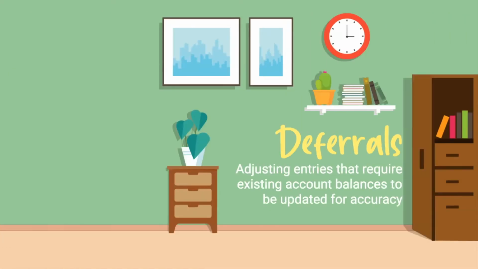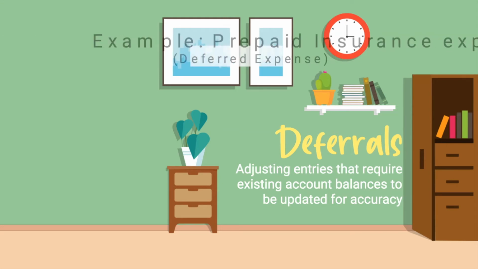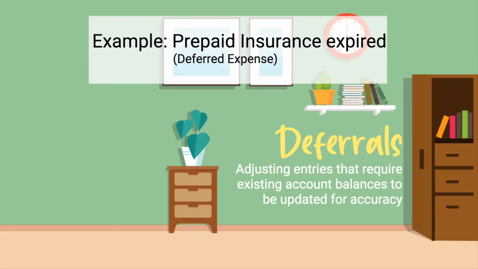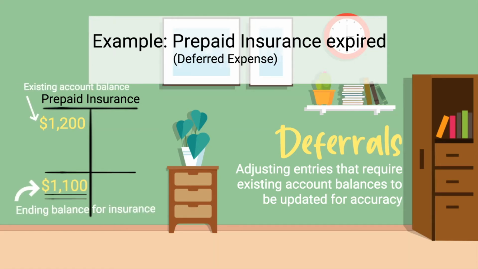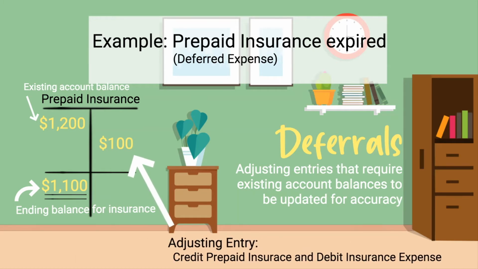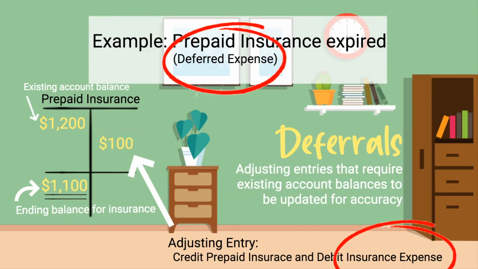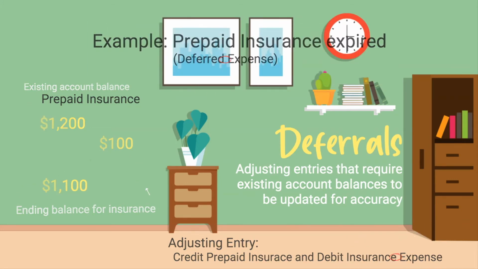Let's do another deferral example. In this case, prepaid insurance expired, which is a deferred expense. Prepaid insurance has a balance of $1,200, an existing account balance at the beginning of the period. At the end of the period, the ending balance is $1,100. This is where you put the adjustment at the credit side for $100. Our journal entry is a credit to prepaid insurance and a debit to insurance expense. Because we're debiting insurance expense, it is a deferred expense.